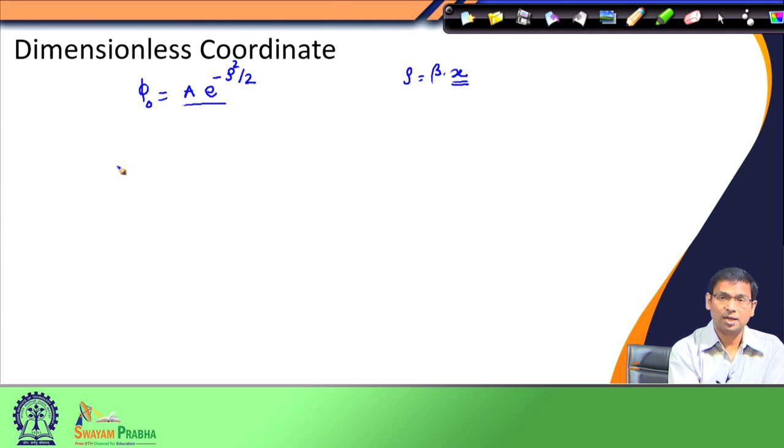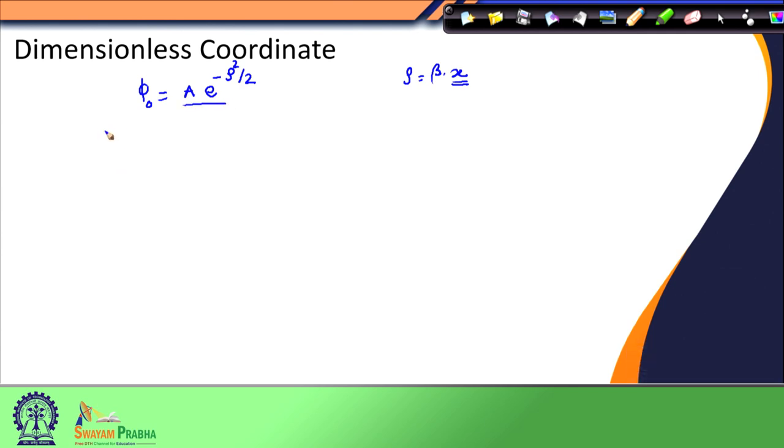And if we have to normalize this function, you would see that phi 0 star phi 0, now instead of normalizing it in the coordinate of x, I am normalizing it by integrating in the coordinate of rho. This one should be 1. So, therefore, A square times the integral from minus infinity to plus infinity of e to the power minus rho square d rho.